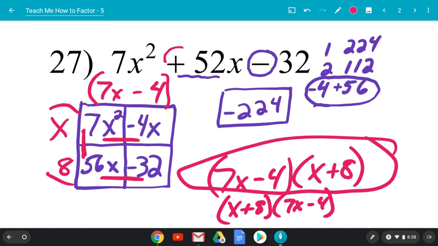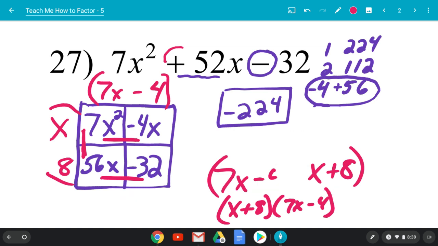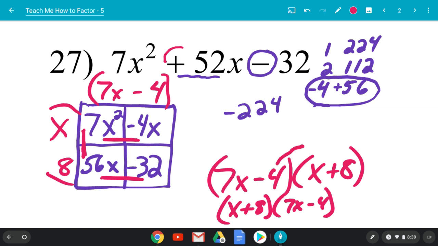I also got 7 instead of negative. Say again. I got 7 instead of 4, right here. Well, when you go and multiply, at the end, 4 times 8 is 32. But if you go 7 times 8, that won't be 32. Okay?